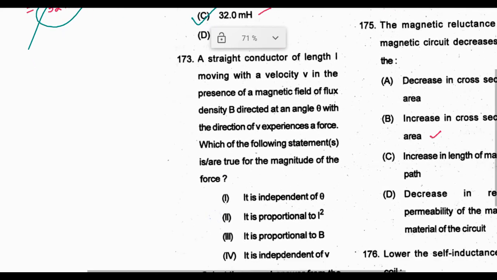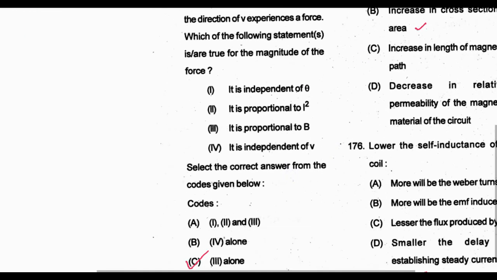A straight conductor of length l moving with a velocity v in the presence of a magnetic field of flux density B directed at an angle theta with the direction of v experiences a force. Which of the following statements is or are true for the magnitude of the force? First statement: it is dependent on theta, it is proportional to l square, it is proportional to B, it is independent of v.